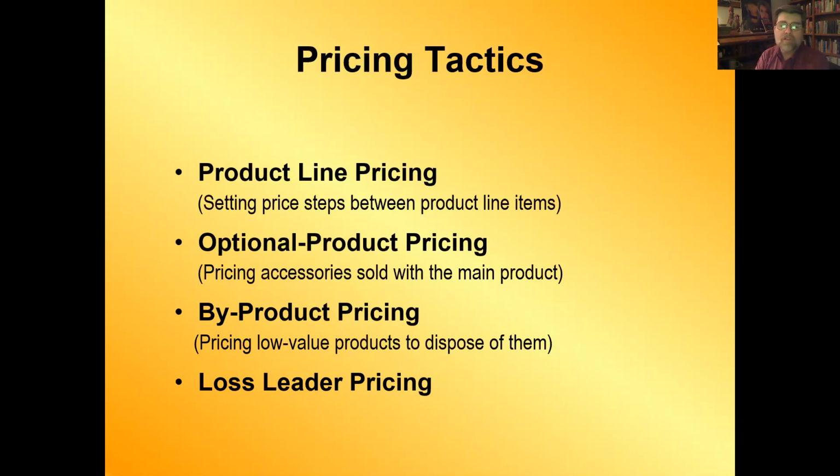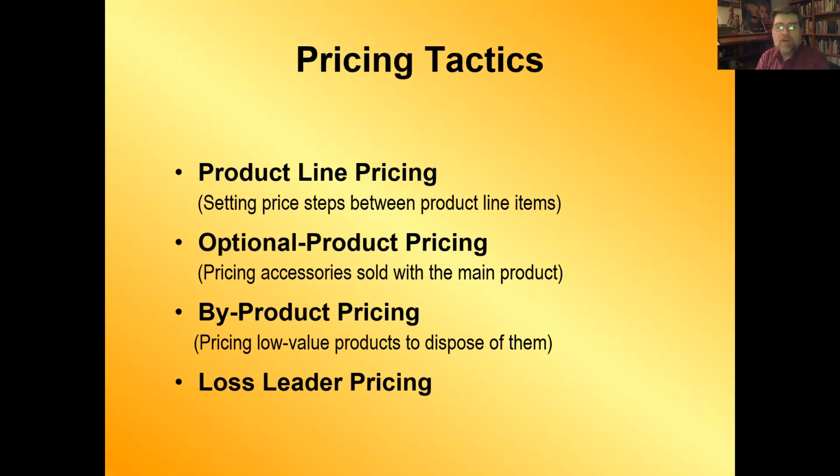Option product pricing is where you have pricing accessories that are sold with the main product. Slightly different from captive pricing. You don't really need these things, but it's a way to upsell a little bit and get a little bit more.